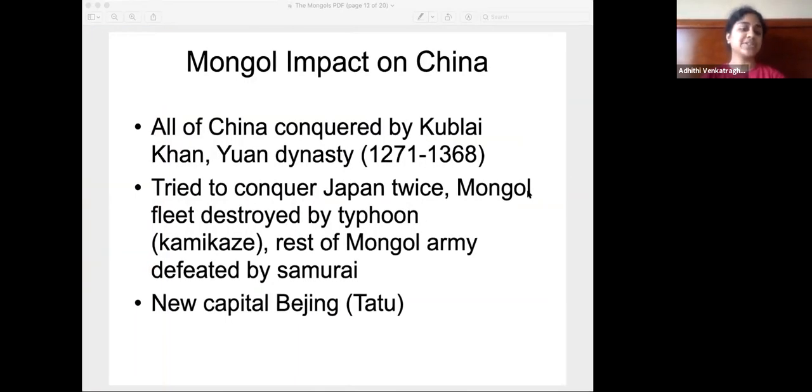So the Mongol impact on China. All of China was conquered by Kublai Khan in the Yuan Dynasty, 1271 to 1368. They tried to conquer Japan twice, but the Mongol fleet was destroyed by a typhoon, or a kamikaze, and the rest of the Mongol force was defeated by samurai. And the new capital became Beijing.